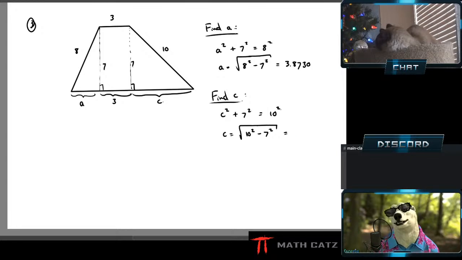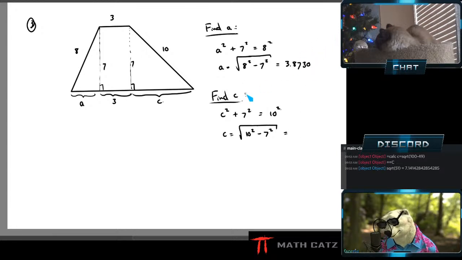I will calculate it as C and square root. I'll just type in 100 minus 49, like so. Let's see what C is.